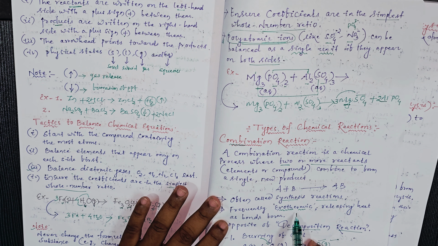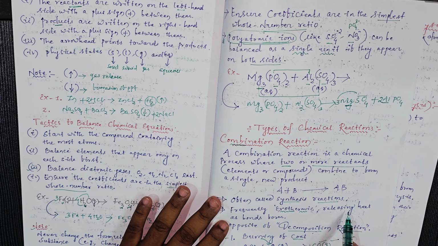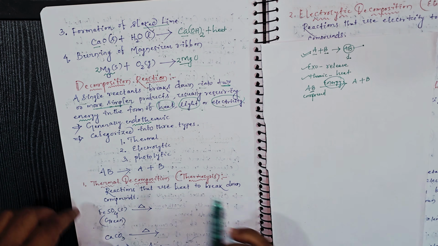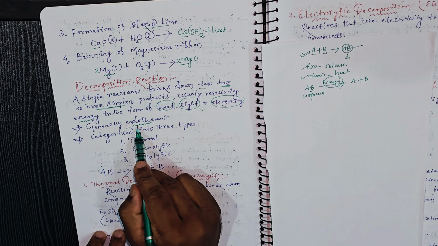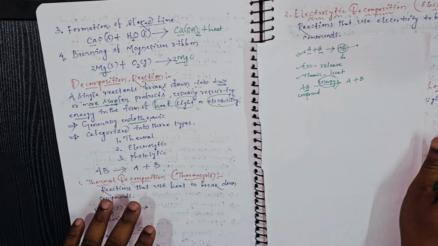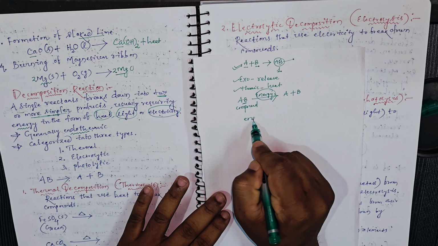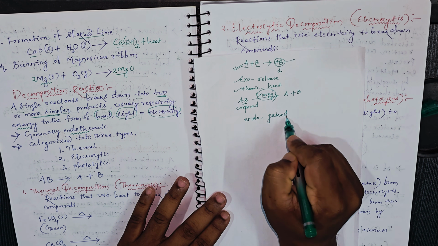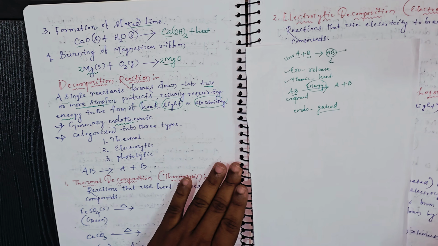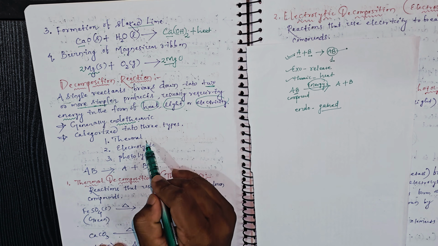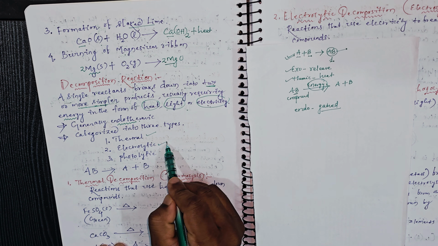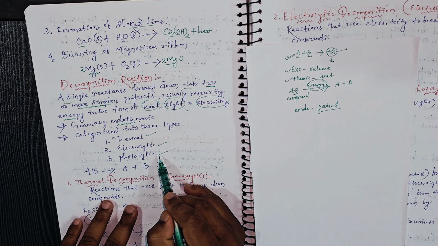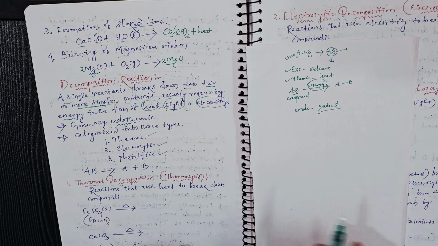Frequently combination reactions are exothermic since they are releasing heat. Similarly, decomposition reactions are endothermic. Endo means heat or energy should be required, or energy should be gained. Clear about this point? Okay. And it can be categorized as thermal, electrolytic, photolytic. There are three variations of decomposition reaction you are going to study in this session.